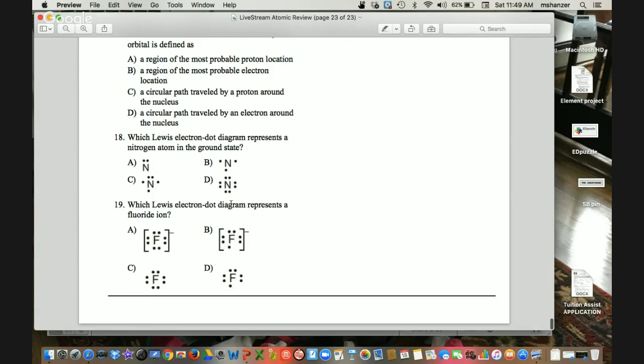Now here it says which Lewis dot diagram for the final question represents a fluoride ion. And what we want to understand first is how many valence electrons a fluorine atom has, which is 7. And since it's an ion that forms a -1 charge, it's going to be adding 1 electron, giving us a total of 8. That narrows it down to these 2, but keep in mind, if it's an ion, you have to bracket and you have to put your charges in there.